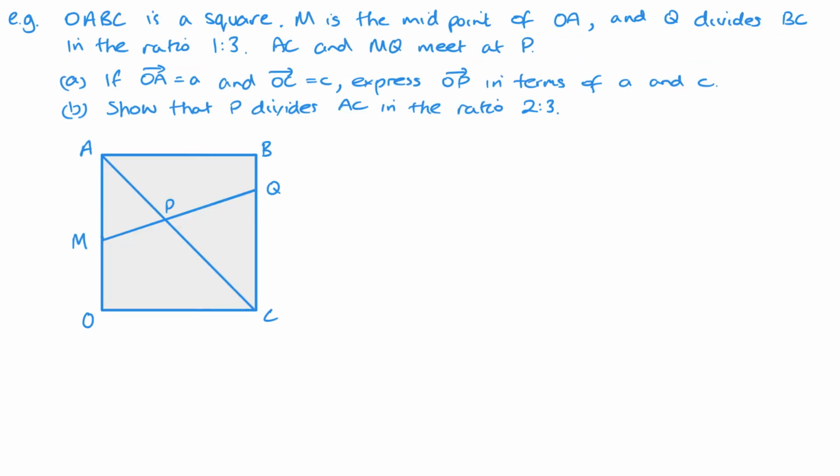So, second example, a little bit harder, but not too much. You can see here that M is the midpoint of OA, and Q divides BC in the ratio of 1 to 3.